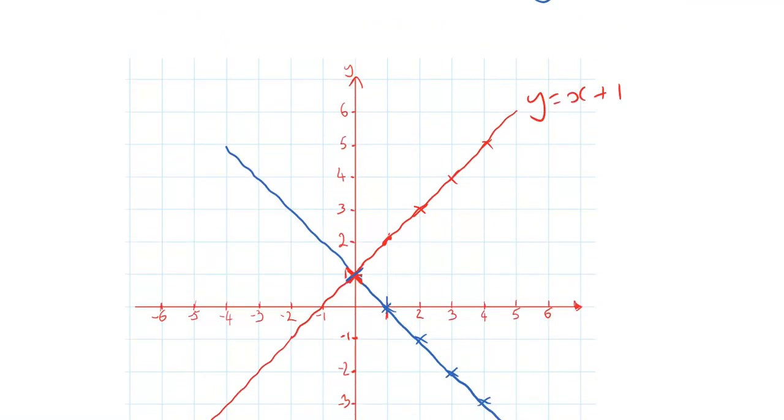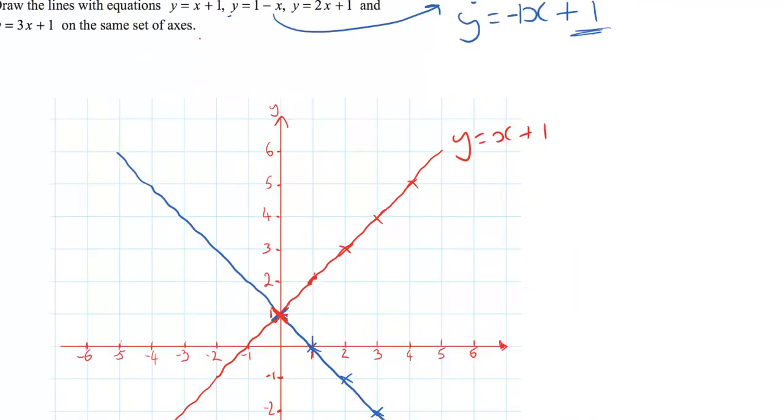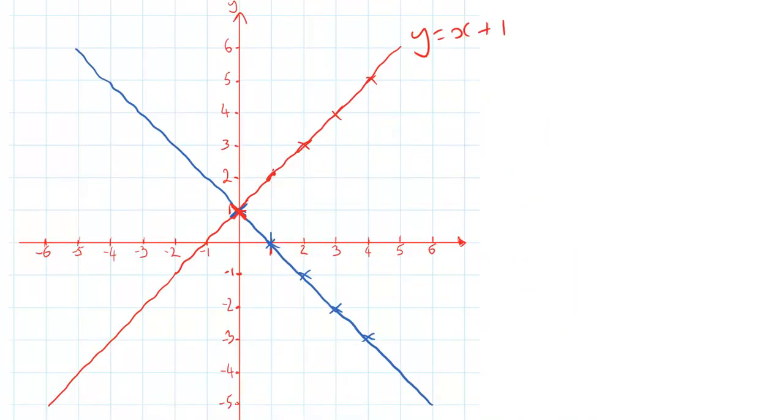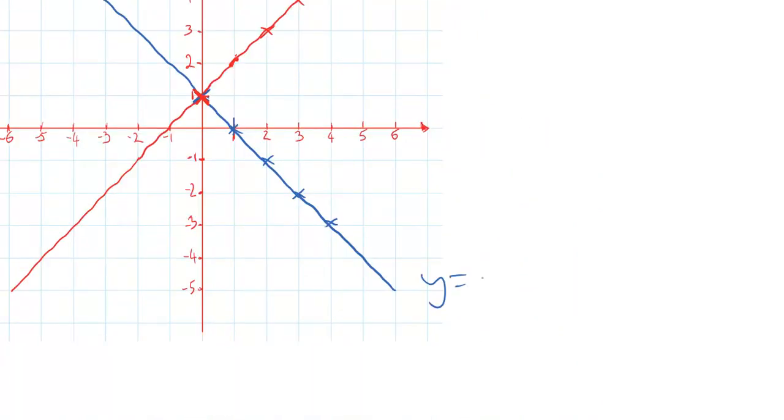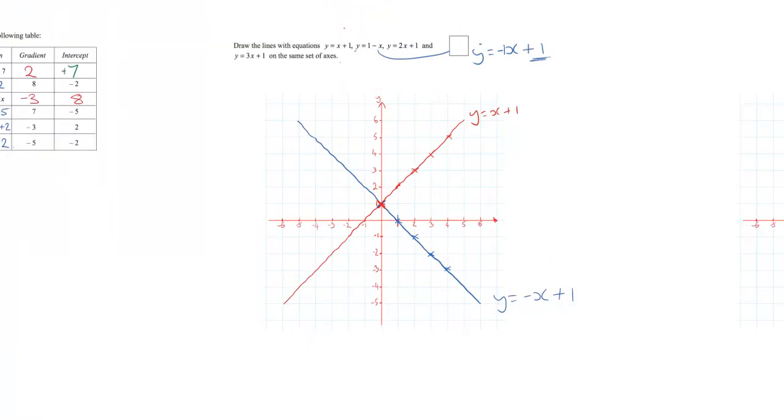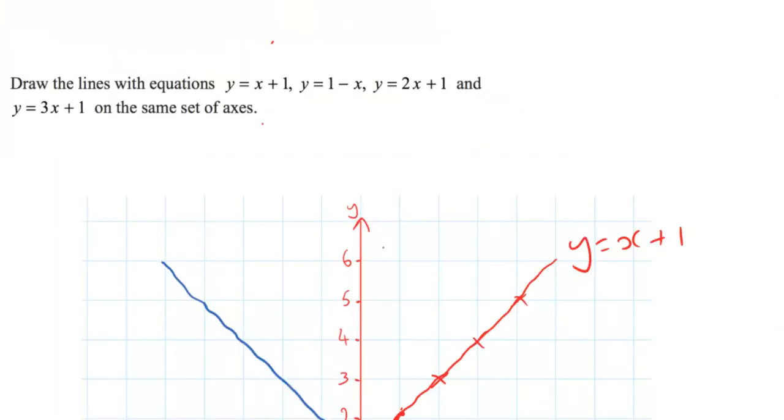And we've done another line here, haven't we? Okay, this is the line. Let's just write it down: y equals minus x plus 1. Okay, we've got 2 more to go, and this time we're really going to see what that gradient's doing.